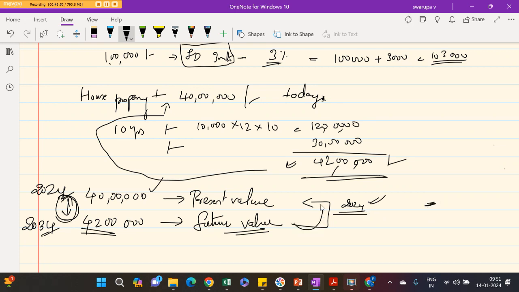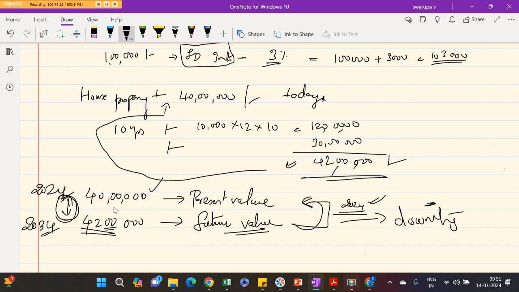Now this process of arriving at the present value of 42 lakhs, from 42 you are arriving at the present value as on 24, that process is called discounting. You are discounting your future value to arrive at the present value of that 42 lakhs today. What is the present value of this 42 lakhs today? That process is called discounting.